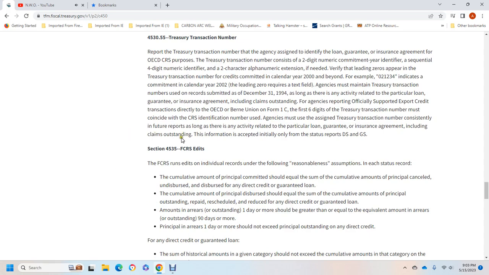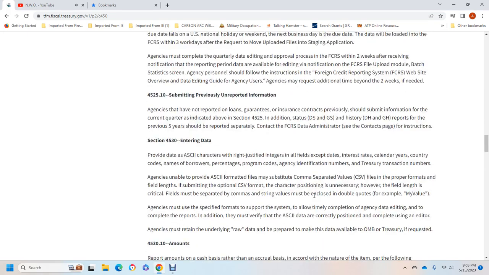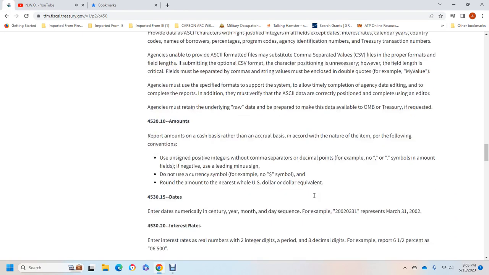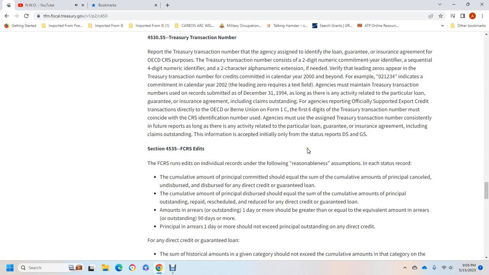Section 45 and 35 of the Federal Credit Foreign Credit Reporting System. The Federal Foreign Credit Reporting System runs additive edits with an individual record under the following reasonable assumptions for each staff record. Cumulative amount of the principal committed should equal the sum of the cumulative amount of the principal canceled and dispersed to any of the direct credit or guaranteed loan.